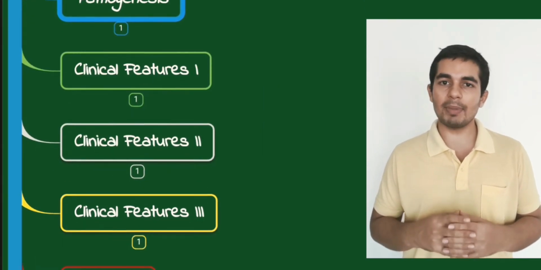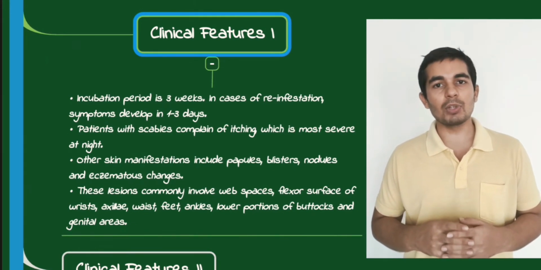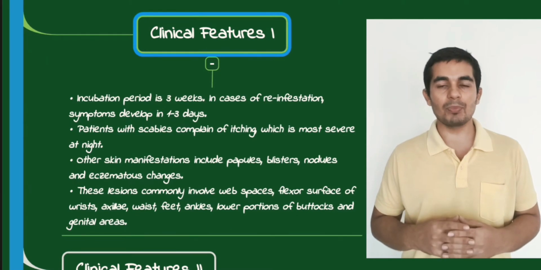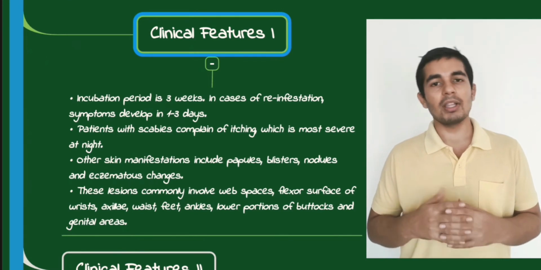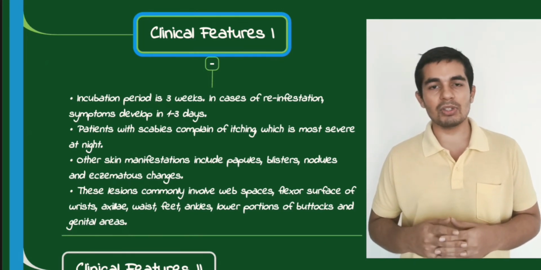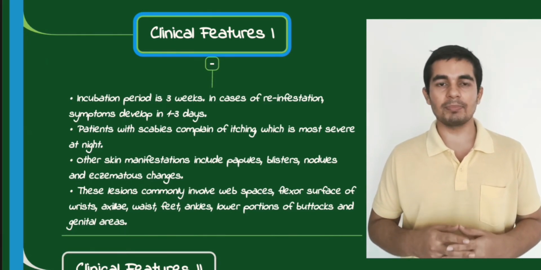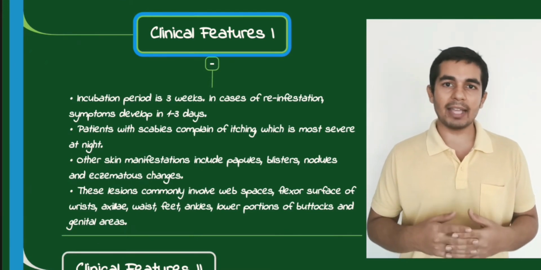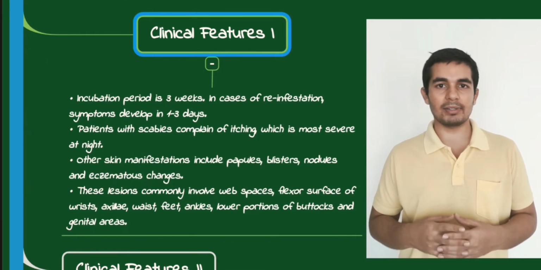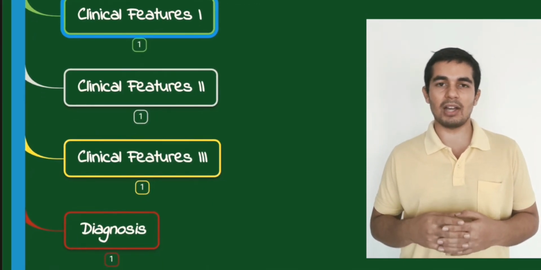Incubation period is typically 3 weeks. In cases of reinfestation, the symptoms can occur in 1 to 3 days time. A patient with scabies will complain of itching, which is more severe at night. Other skin manifestations include papules, blisters, nodules, and eczematous changes. These lesions commonly involve web spaces, the flexure surfaces of the wrist, axilla, waist, feet, ankle, portions of the buttocks, and genital areas. More details about the site and lesions in various genders and ages are as follows.